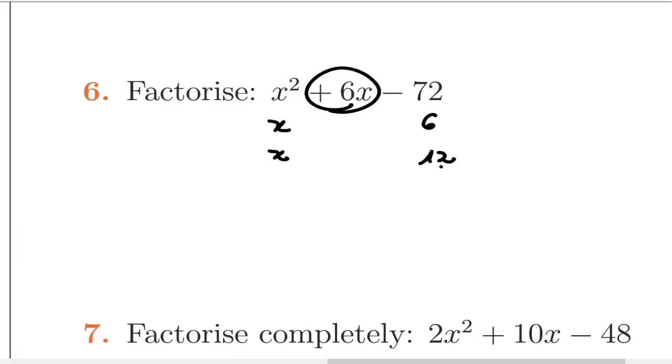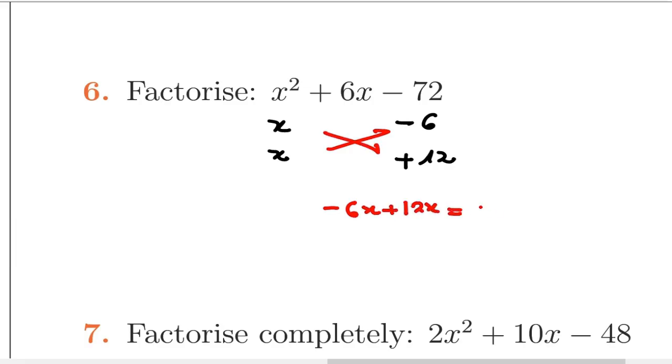Since there's a plus sign here, I put a plus in front of the bigger one and a minus here. Whichever sign is here, I put that sign in front of the bigger one. Is it okay? Let's cross multiply and check. From here, minus 6x plus 12x equals 6x.